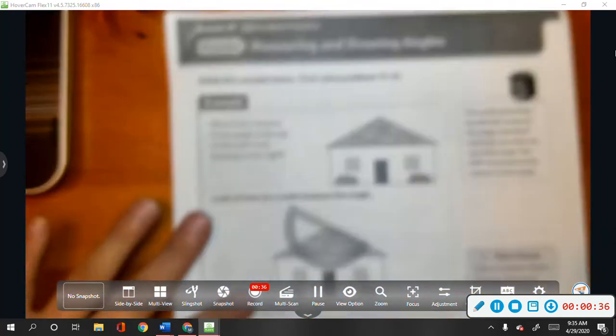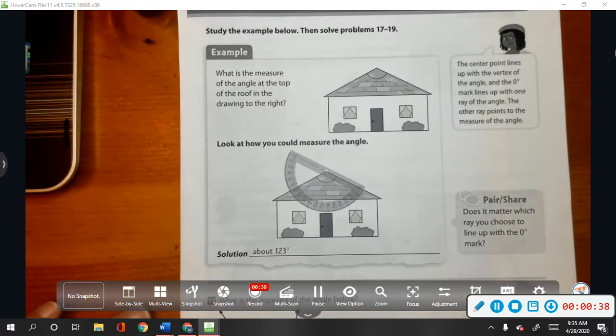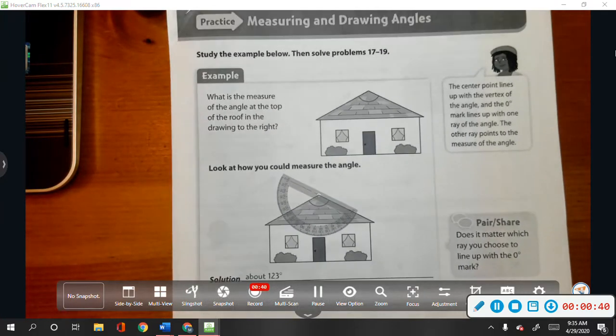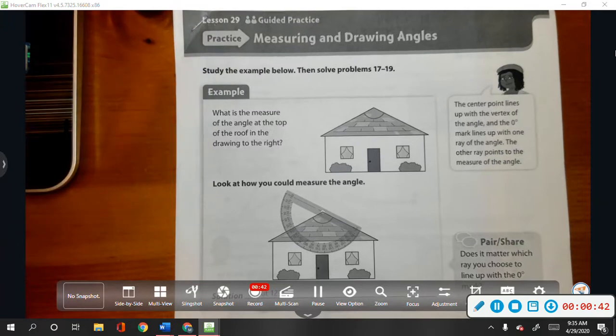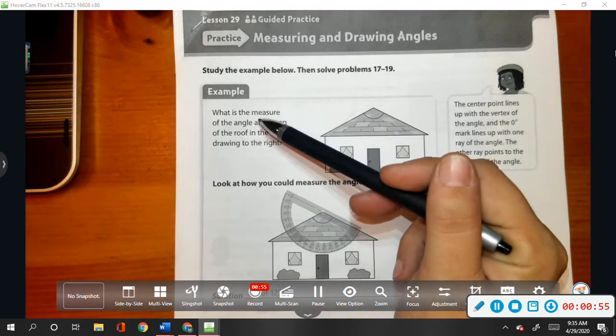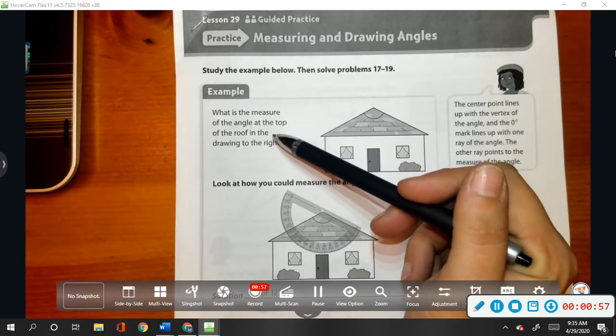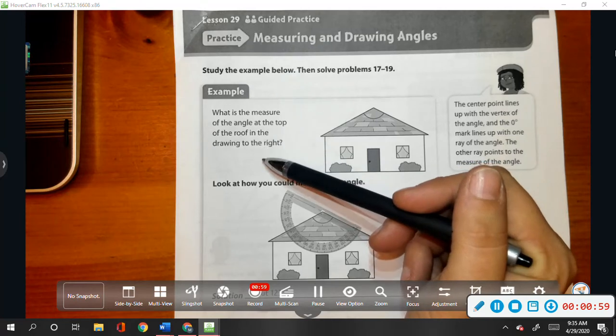We have the instructional book, page 312. This is guided practice, so hopefully you guys have tried this on your own before resorting to the video, because we have been doing this for the last 4 days now. If not, and you feel like you need a little bit extra help, follow along with me, that's fine. Looking at the example, it is, what is the measure of an angle at the top of the roof in the drawing to the right?